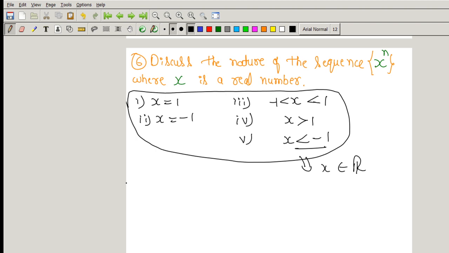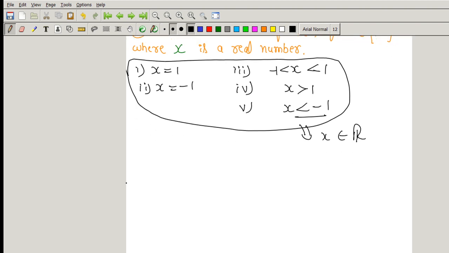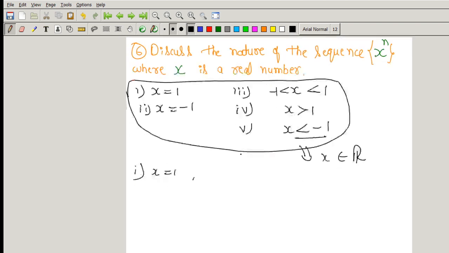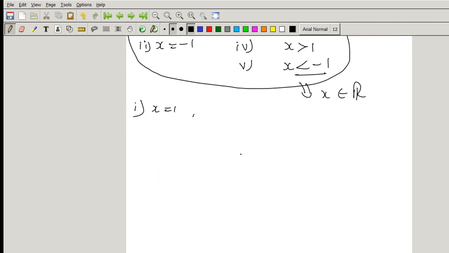What is the nature of the sequence in all these five cases? So in the first case, x is equal to 1. If x is equal to 1, the given sequence an is nothing but x power n.